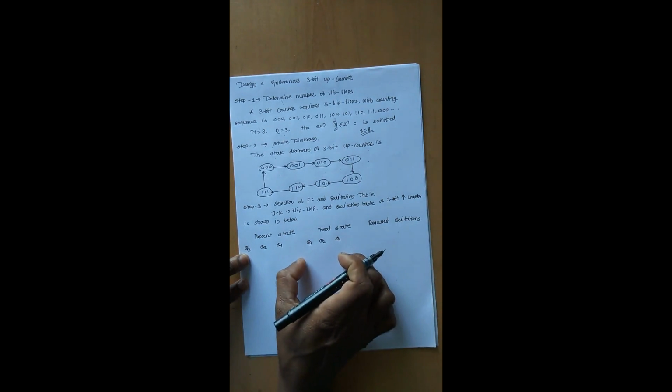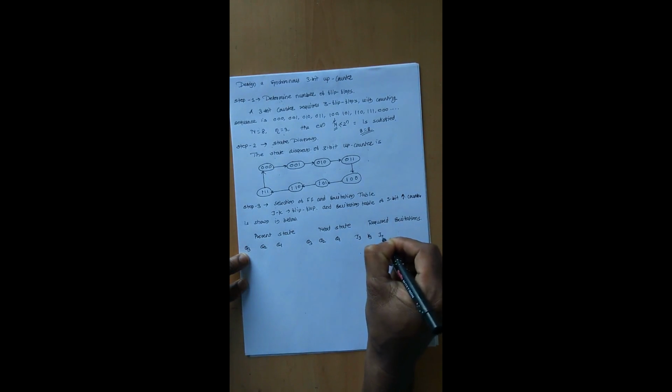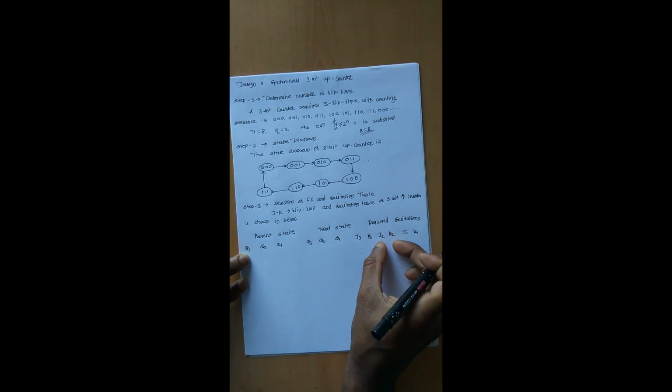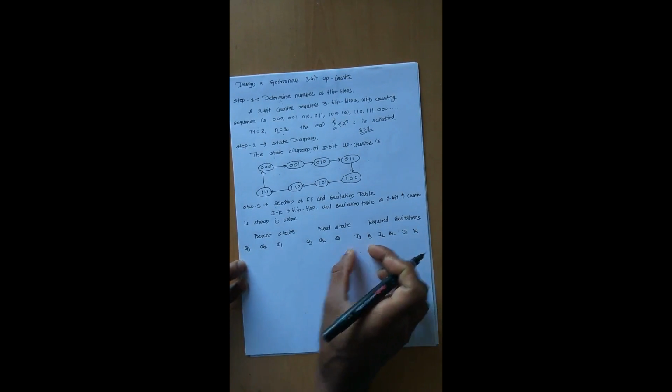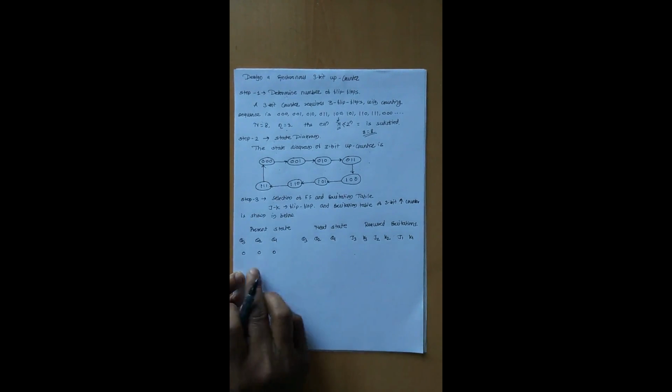So for the required excitations, we use 3 flip-flops, so there are 6 inputs, which are J3, K3, J2, K2, J1 and K1. Okay. This J1 K1 is for flip-flop 1, this J2 K2 is for flip-flop 2, and this J3 K3 is for flip-flop 3. Okay. So what is the present state initially? It will be 0, 0, 0. Okay. All flip-flops are at 0 value initially.